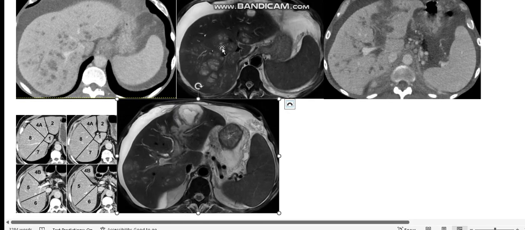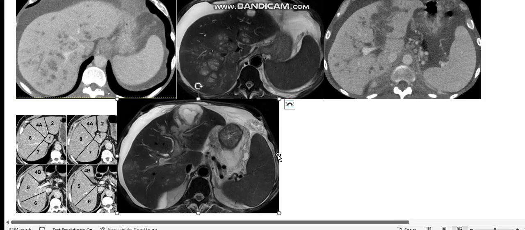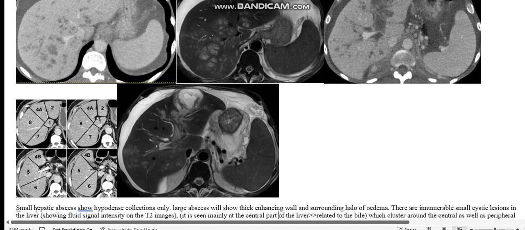Okay, then here the hepatic abscess. This is the larger hepatic abscess, and these are the small multiple abscesses. Okay, so small hepatic abscesses show hypodense collections only. However, larger abscesses will show a thick enhancing wall and surrounding halo of edema. In this case, there are innumerable small cystic lesions in the liver showing fluid signal intensity on T2 weighted images.